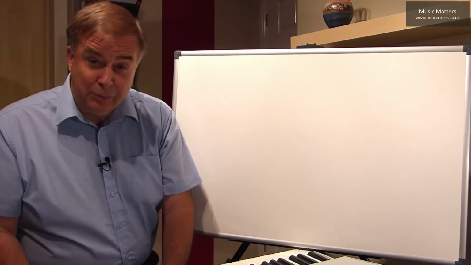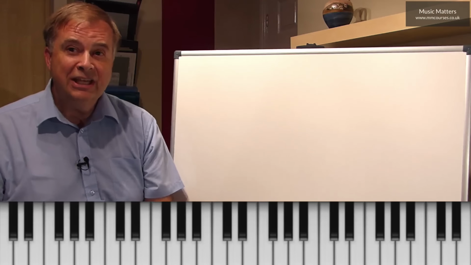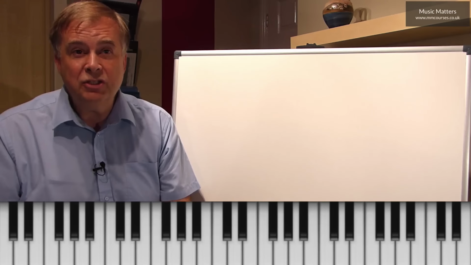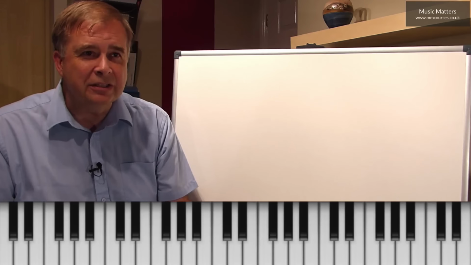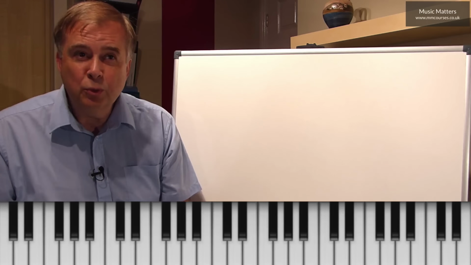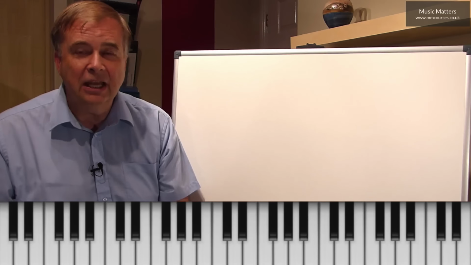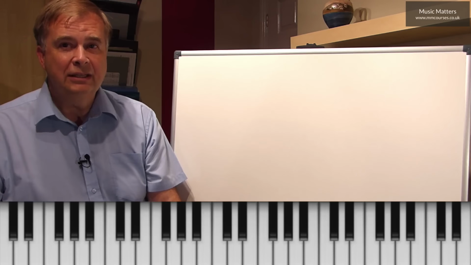And the first thing we're going to do today is just have a look at the keyboard. You can see it in front of you at home, or if you look on the screen you can see a picture of the keyboard. And you'll notice that there's a pattern of how the keyboard is organised. We've got black and white keys, and the black keys are organised in groups of 2 and 3. Let's just have a look at that.